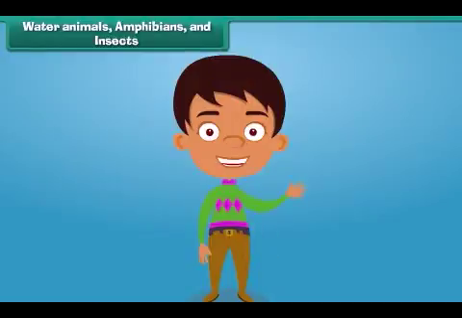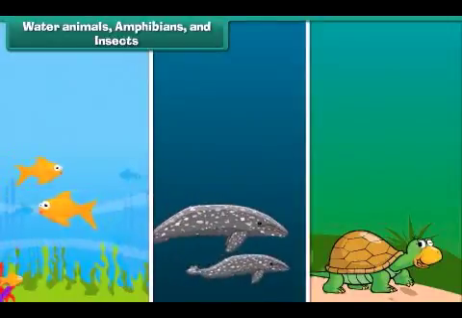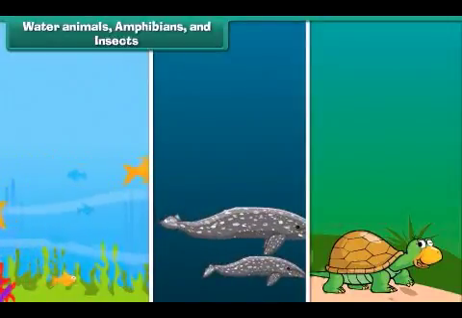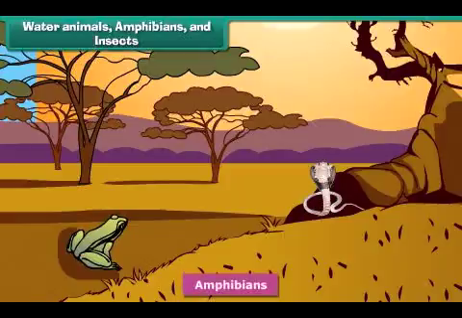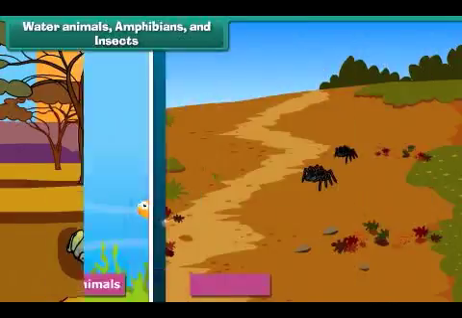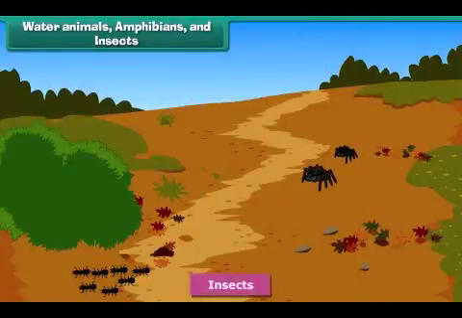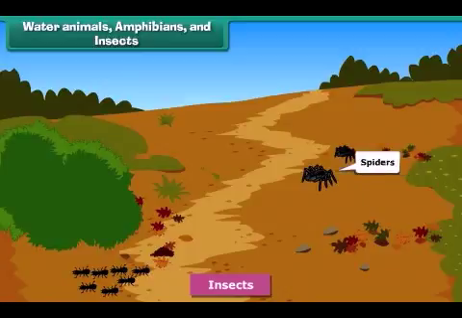Now let us know about other animals like water animals, amphibians, and insects. The animals that live in water are called as water animals. Fish, whale, and tortoise are few of the examples of water animals. There are some animals that can live both on land and in water. These are called as amphibians, for example, frogs and snakes. The insects crawl on ground or other supports, for example, spiders and ants. Some insects can fly also.